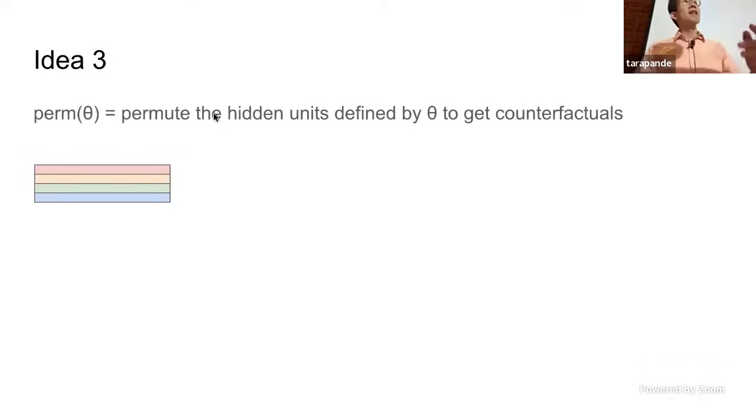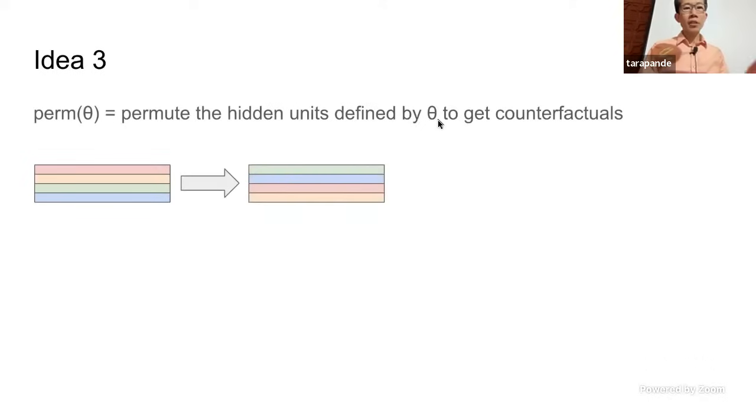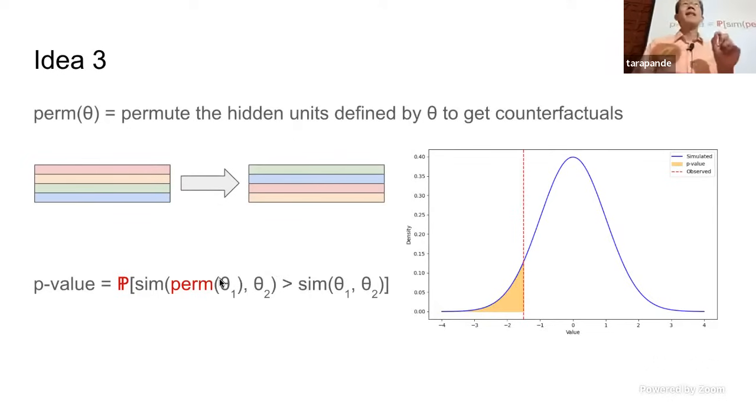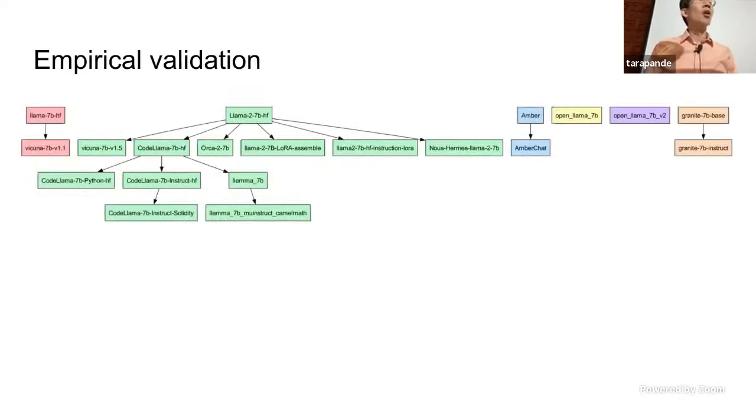And the idea is leveraging the natural symmetries of the model. So we're going to define perm of theta as permuting the hidden units defined by theta. So like this, take a matrix and permute the rows. And the idea is that when you permute, that's kind of like a counterfactual. That's a model that could have arisen. Now, I didn't actually train from scratch to get it, but because of symmetries, I could have started with a different initialization and also gotten to that model. So it turns out you can actually compute a p-value using this statistic as well, and this is actually a working, very efficient algorithm.